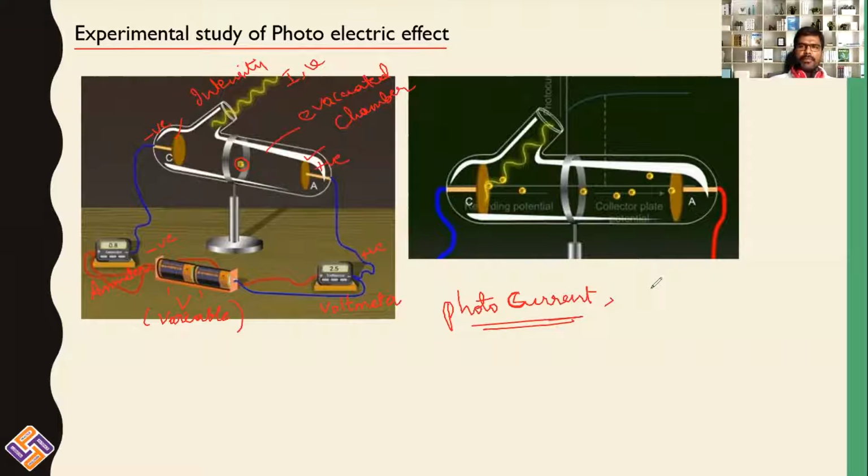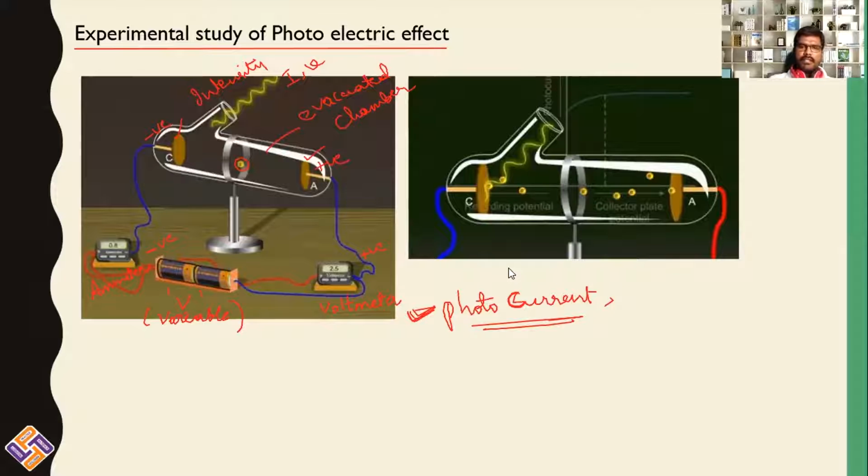Photocurrent is because of photons incident on the metal surface. If you are not incidenting light on the metal surface, then no current is observed in the circuit, however much potential difference you apply between anode and cathode. The ejection of electrons only depends on intensity and frequency of the photons incident over there. It is not dependent upon battery potential. That is the reason why the current in this circuit is said to be photocurrent.